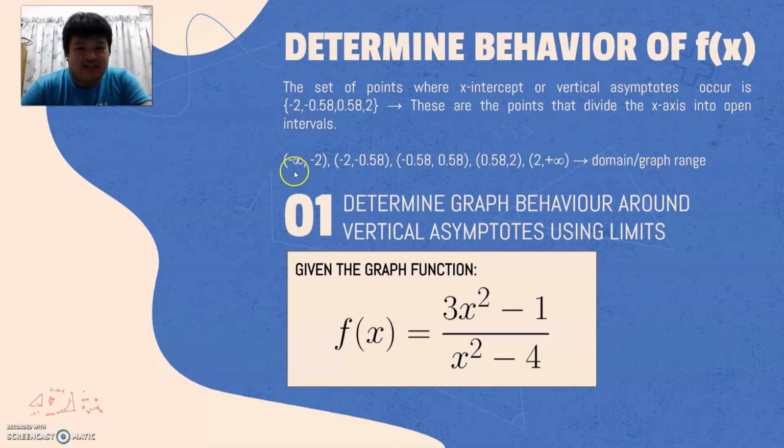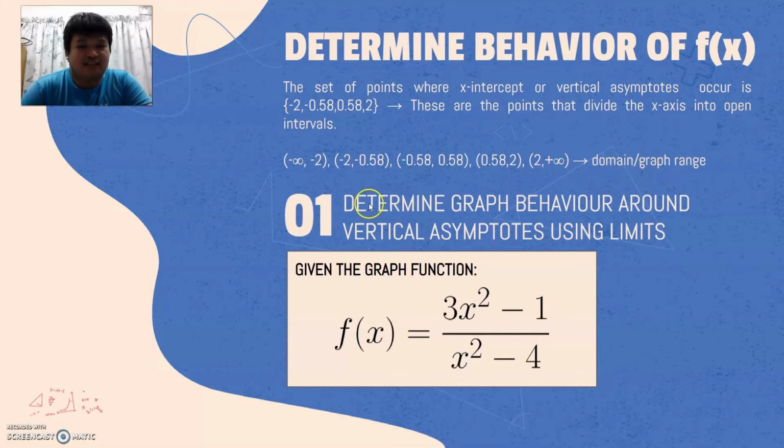So this is the first interval, which is -∞ to -2. The next is -2 to -0.58. Then -0.58 to +0.58. The next is 0.58 to +2. The last is +2 to +infinity. This is 1, 2, 3, 4, 5. These 5 intervals make up the domain of the graph.